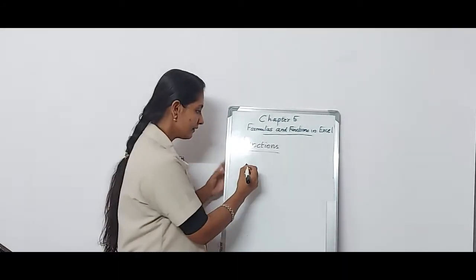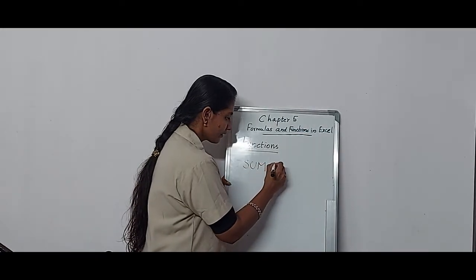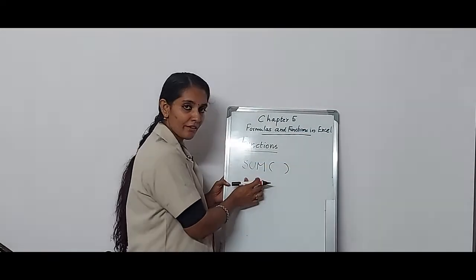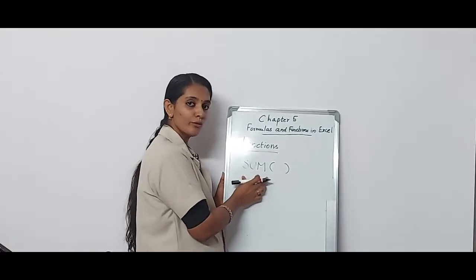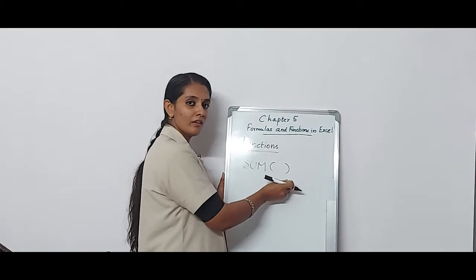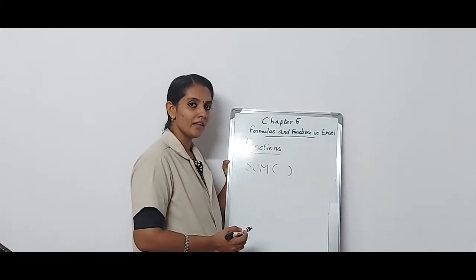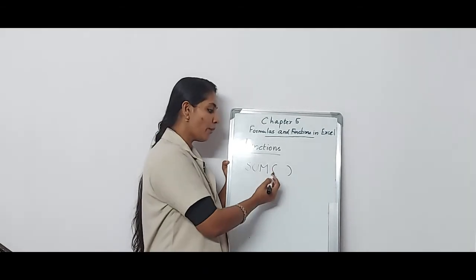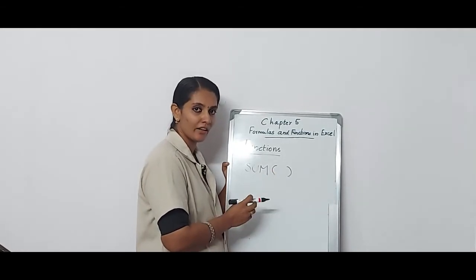For example, this is a function. SUM is a function, with some range of values. It is a function used to find the sum of some range of values. For each function, there should be an opening and closing parenthesis. So that represents a function.